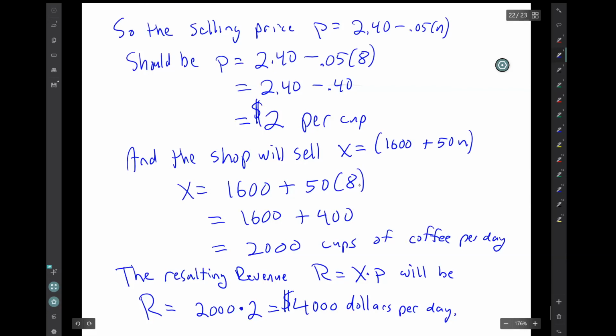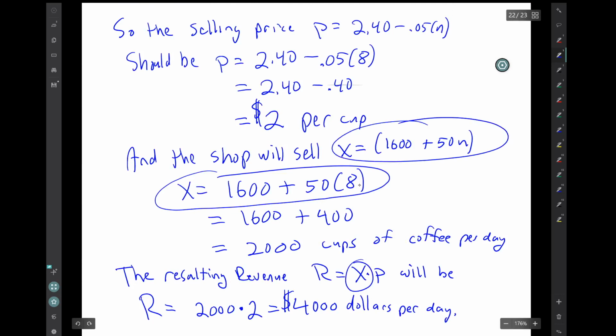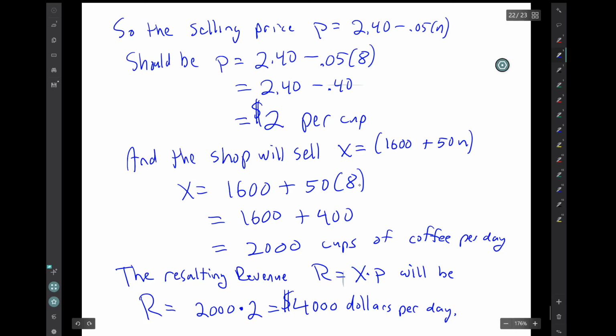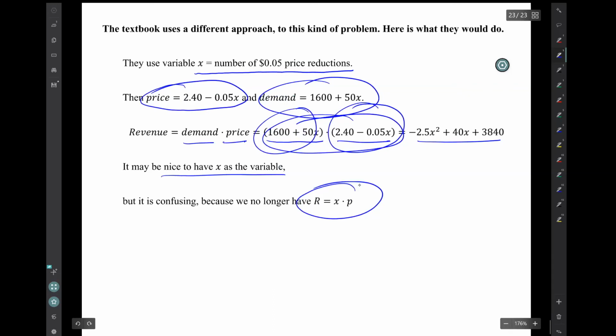In my solution, X was the revenue. X involved the value of n, but X still stood for the revenue. So I like n for the variable for this problem. It's the number of price reductions. But if you read the book, you might be a little confused because their approach is a little bit different.